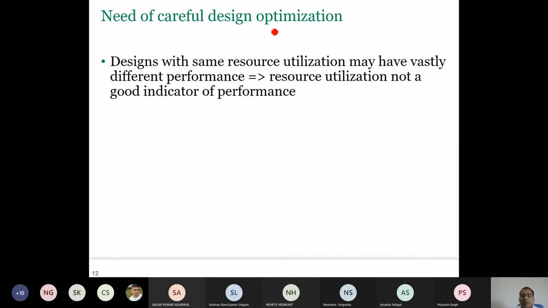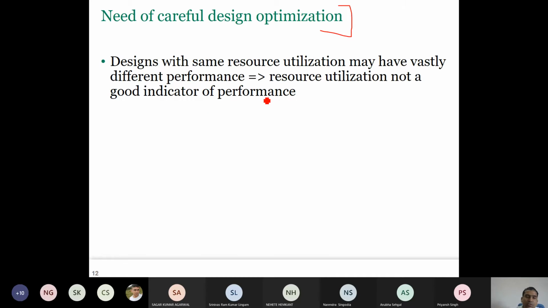Now, another thing is we need to carefully optimize the design of the FPGA. Actually, FPGA design is quite complex. Any EC student will tell you. So we are not going into actual hardware design or anything. We'll just discuss the principles or key ideas. Designs with the same resource utilization may have vastly different performance. Resource utilization is not a good indicator of performance.